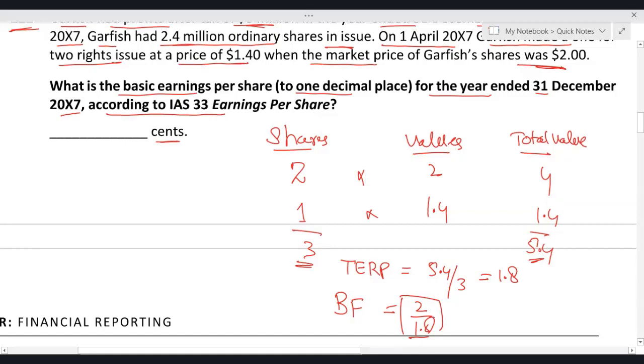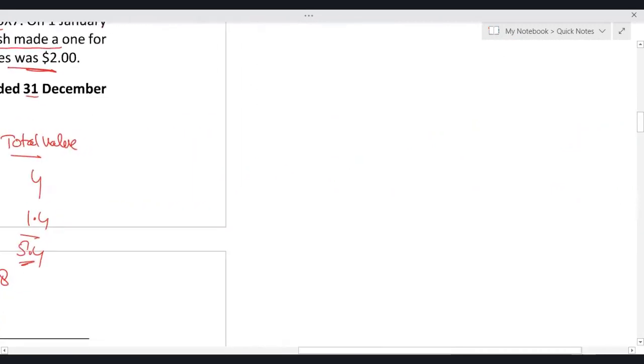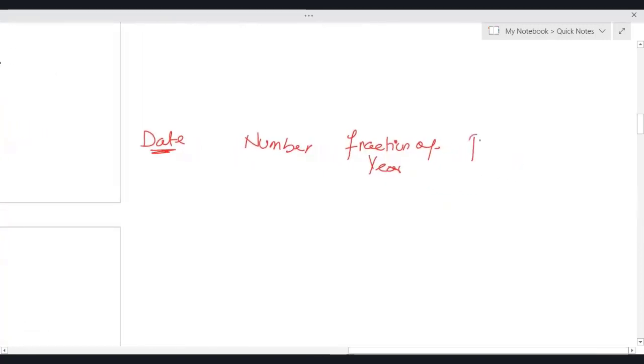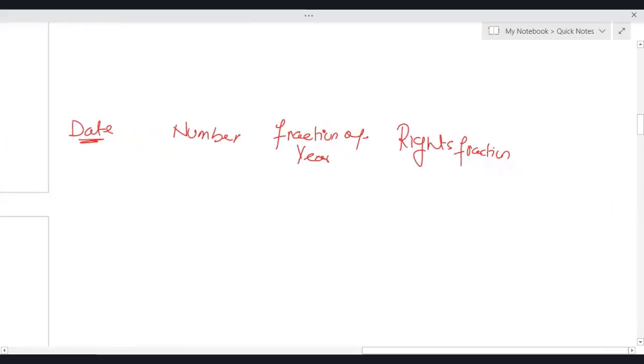Now let's calculate the weighted average shares. Let me show you the pattern. Date, numbers, fraction of the year. I'll tell you what this means. We only have a right issue, so rights fraction. Then you will get the weighted average ordinary shares.